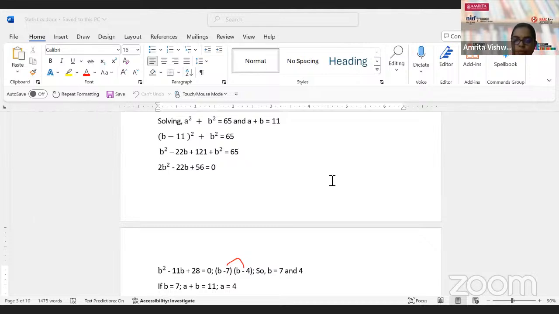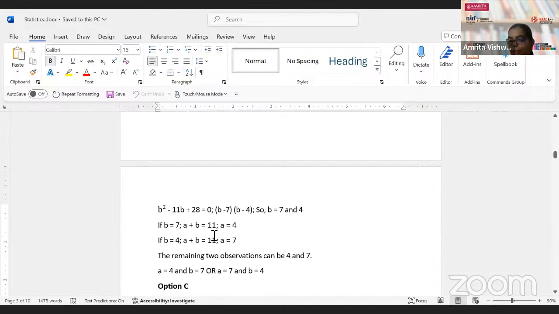So if B is equal to 7, as I already know A plus B equal to 11, A becomes 4. If B is equal to 4, as I already know A plus B equal to 11, A will be 11 minus 4, that is equal to 7. The combinations can be, the remaining 2 observations can be 7 as well as 4. Either A can be 4 and B can be 7, or A will be 7 and B can be 4.